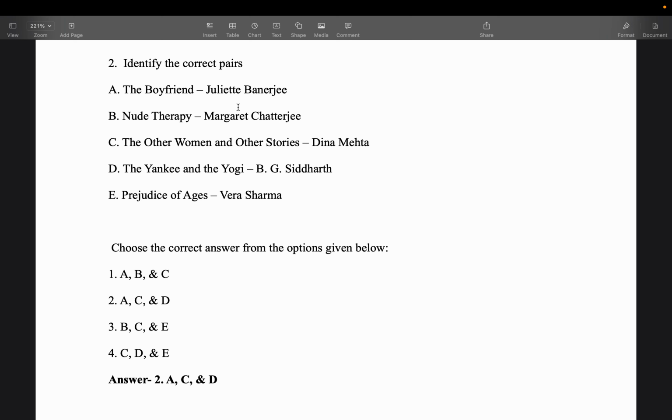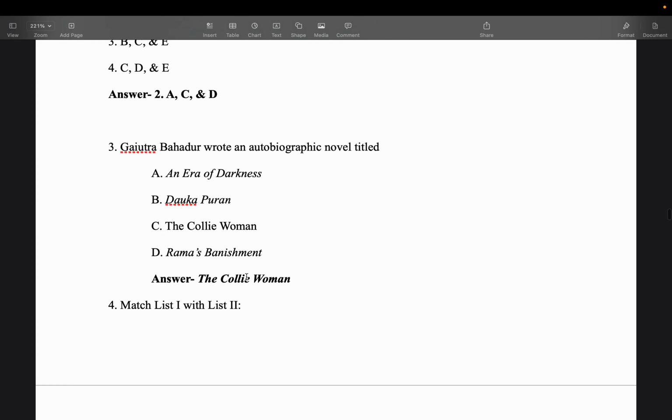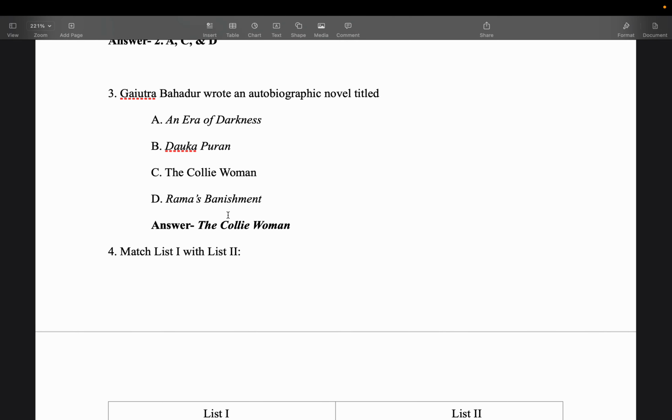You are going to look up all these writers. Deena Mehta is a very famous Parsi writer. She did write The Other Woman and Other Stories. Okay, C is correct, but your problem is C is there in all these. That is very famous. The Yankee and the Yogi is by B.G. Siddharth, is correct. Will you today itself read about all these Indian writers? Very good. Gaiutra Bahadur wrote famously The Coolie Woman. C-O-O-L-I. The Coolie Woman is by Gaiutra Bahadur.